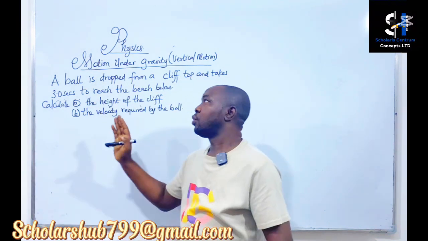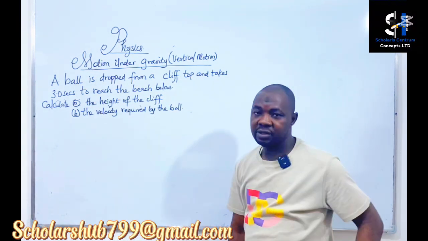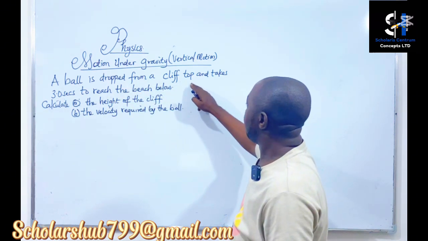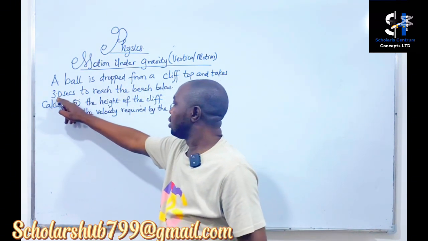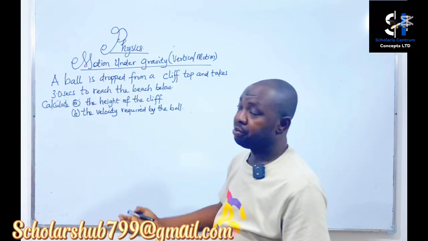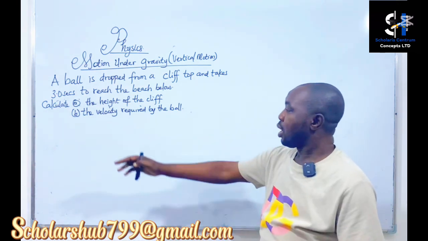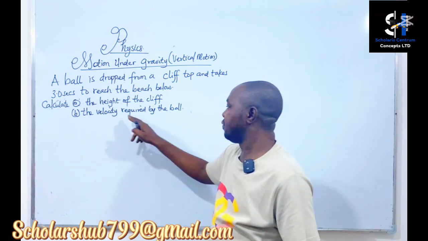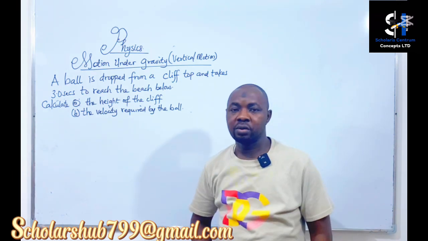Here is a question on motion under gravity. A ball is dropped from a cliff top and it takes 3.0 seconds to reach the beach below. We are asked to calculate the height of the cliff and also to calculate the velocity required by the ball.